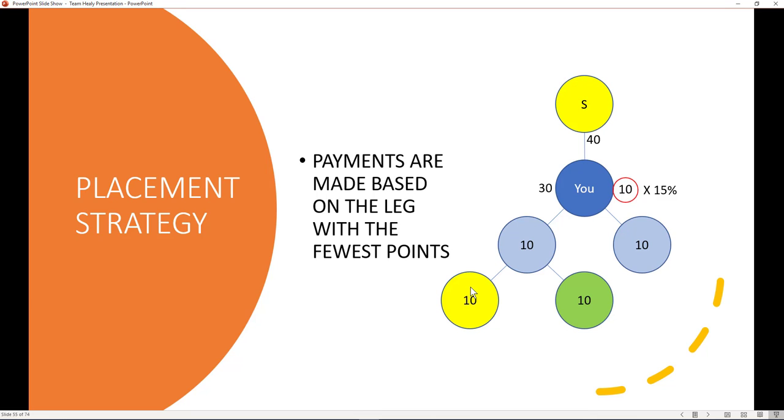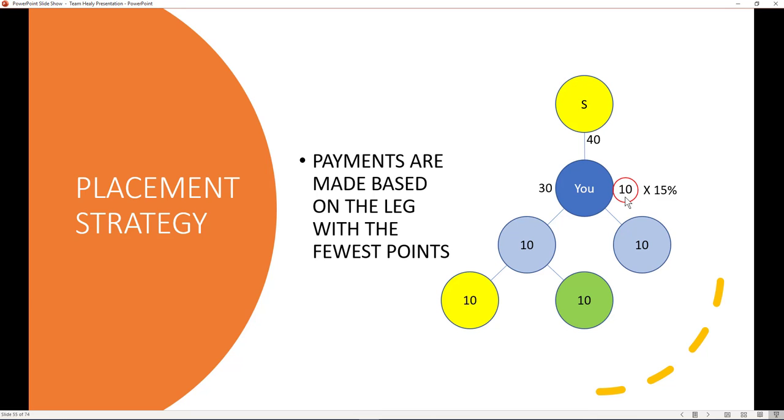And payments to you are made on the basis of the leg with the fewest points. So in our example, your left leg has 30 points, your right leg has 10 points, so that's the leg with the fewest points, and you're paid 15% of those points. So that would be 1.5.